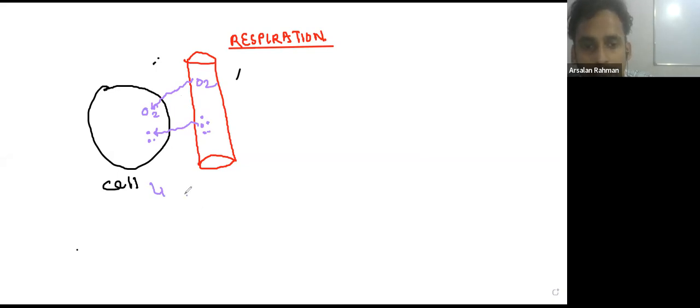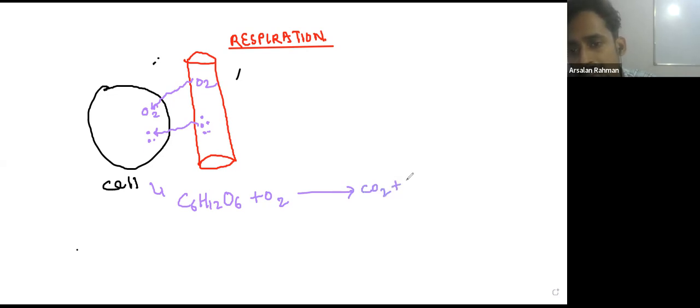Suppose you have eaten glucose. So this glucose molecule, C6H12O6, with the help of oxygen, will break down into what? CO2 plus H2O plus energy. Energy in the form of ATP. What is ATP? ATP is adenosine triphosphate.